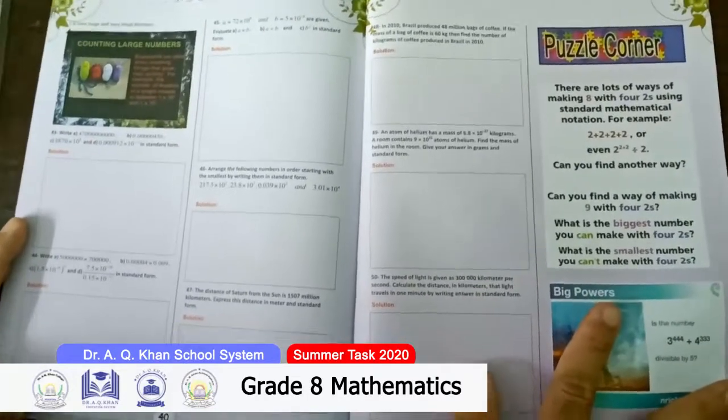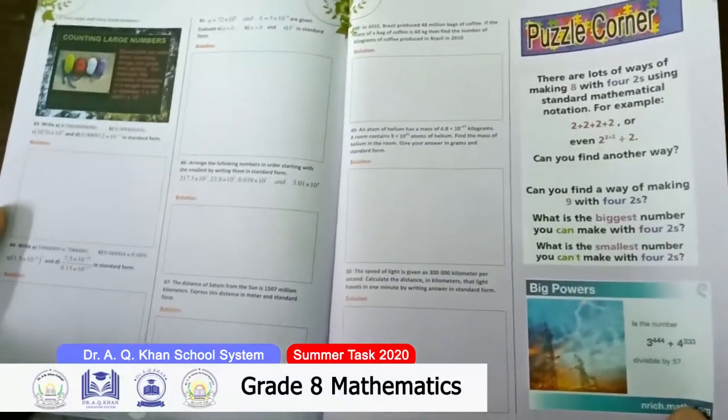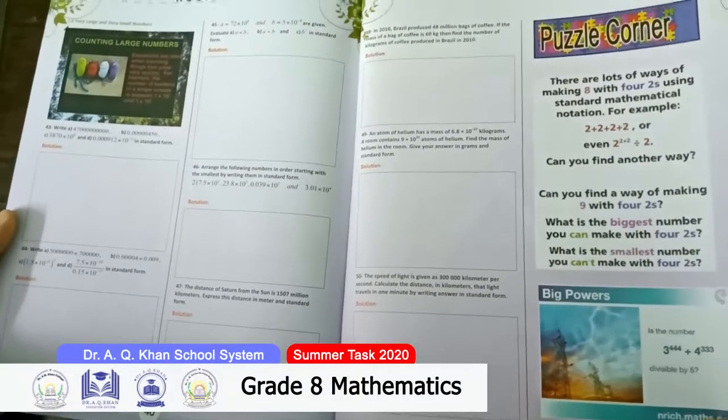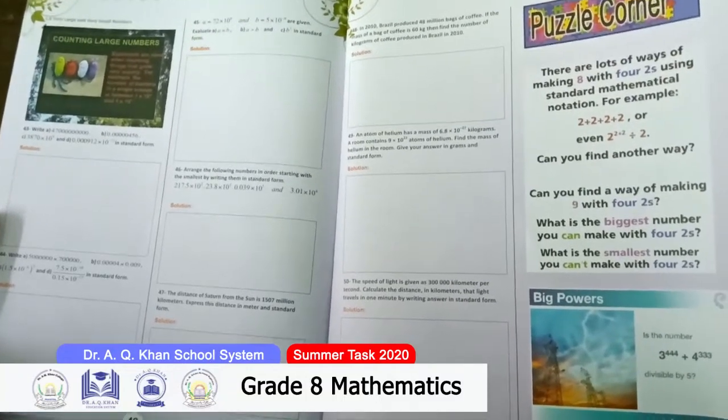Then you have been given a word problem related to those exponent numbers and you have to solve them easily by applying operations on these exponent numbers. So that's all about mathematics for grade 8.